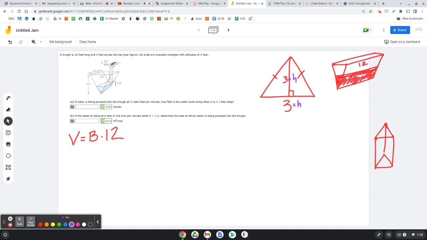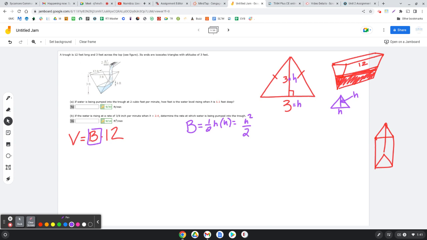So now let's dissect the area of the base. Okay? If we just have a similar triangle, it's h and h, right? What's the area of a triangle? What is it? All right, so our base area could be considered h squared over 2. Does that make sense? So now we have our volume in terms of h.